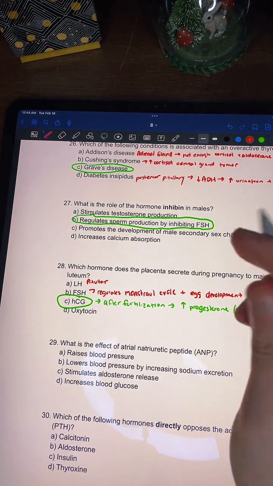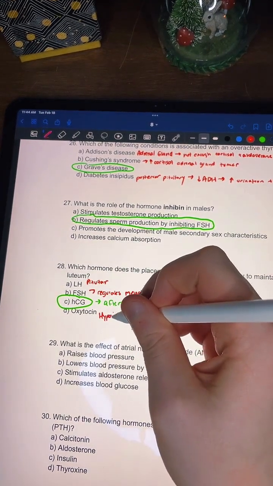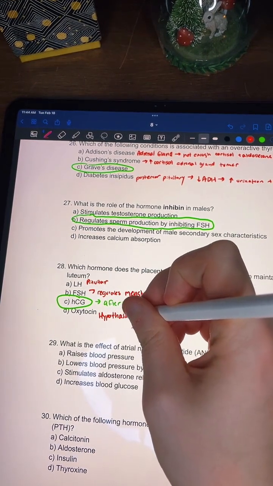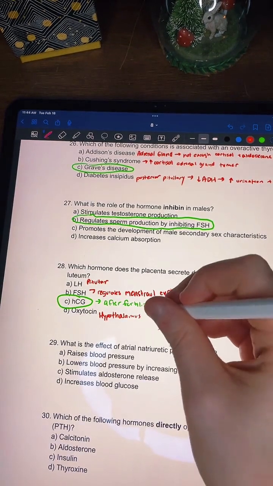And then oxytocin is produced by the hypothalamus. And this would be during uterine contractions.